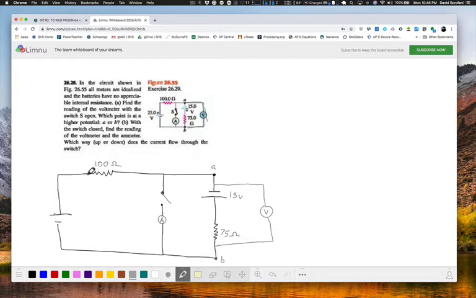That would bother me. And this battery over here is 25 volts, like so. And that's everything that I know, okay? And let's see what they're asking. Find the reading of the voltmeter with the switch open, and then tell me which point, A or B, is at the higher potential. Okay, let's go ahead and label some currents.